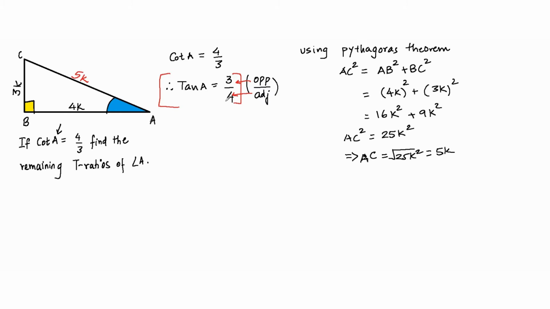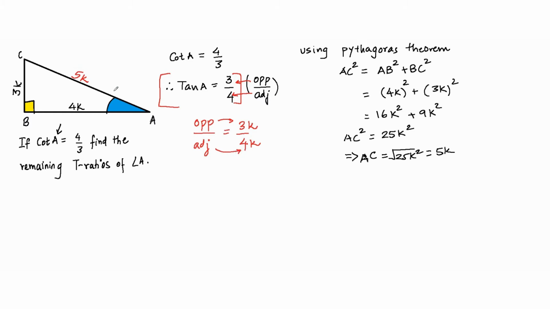That is why I am using this concept of common ratio, that if two quantities are in the ratio 3:4, like if the opposite side to the adjacent side is in the ratio 3:4, then the opposite is going to be 3 times some number and the adjacent is going to be 4 times the same number. So that is why I am assigning the variable K everywhere.